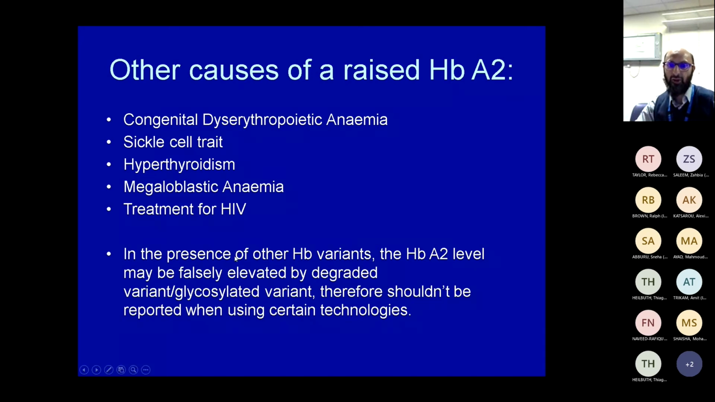In the presence of other hemoglobin variants, the hemoglobin A2 level may be falsely elevated by degraded variant or glycosylated variant. So what you find is a peak on the HPLC plot, and then next to that peak, you find a much smaller peak, which is a degraded element of the main hemoglobin, or a glycosylated element of the main hemoglobin. And that can sometimes overlap in the A2 window. So you may get a falsely elevated reading for hemoglobin A2.